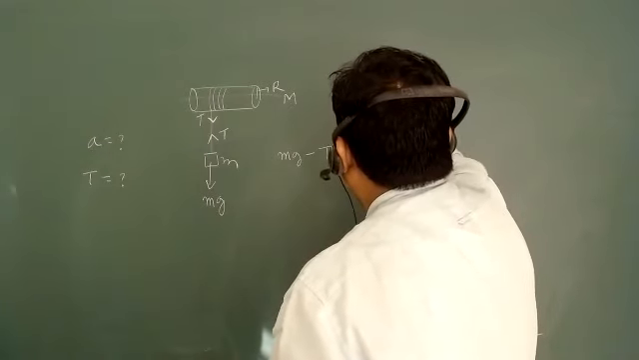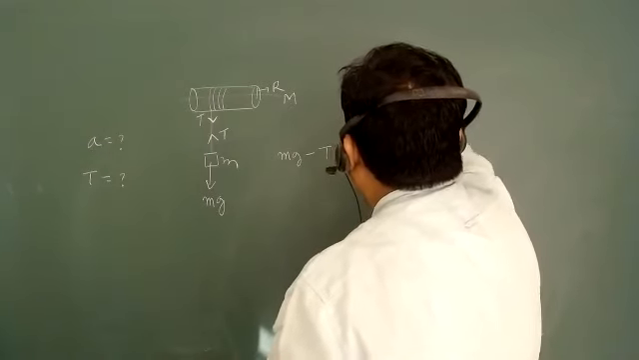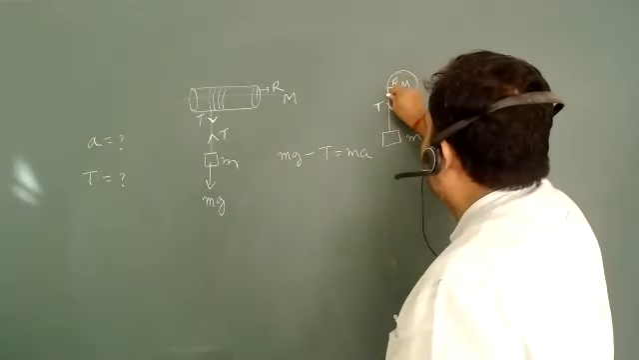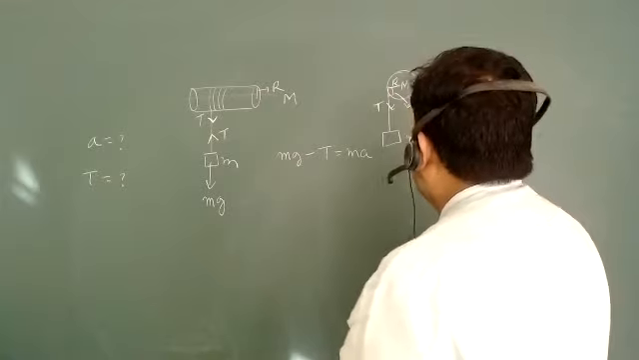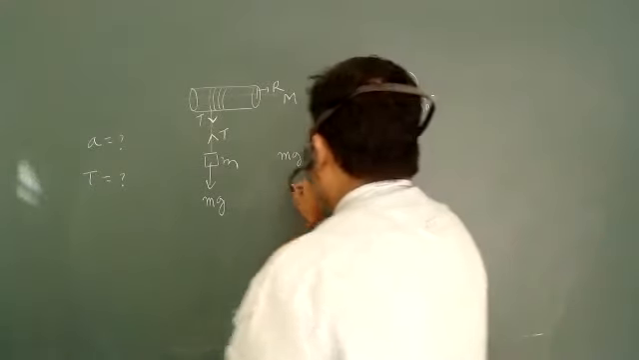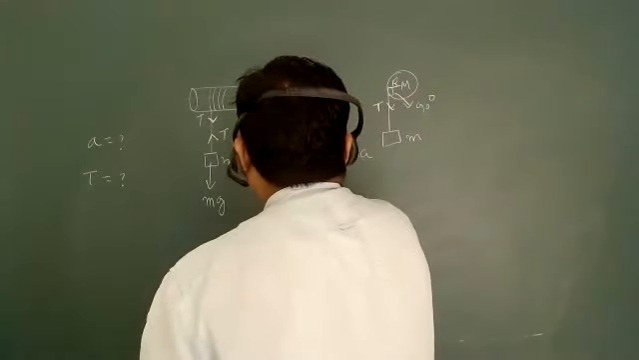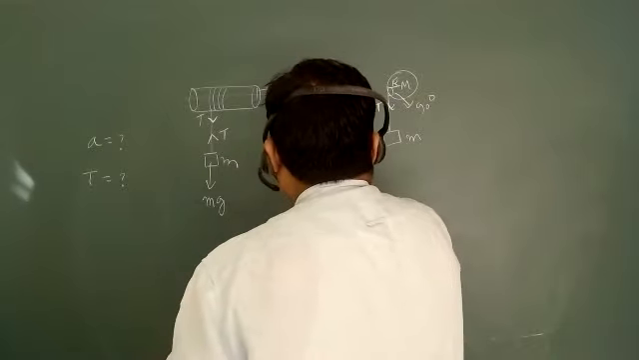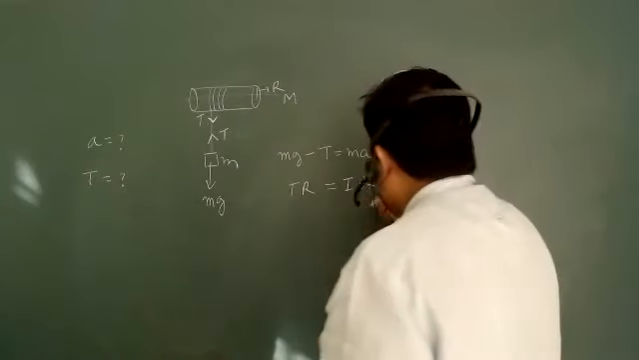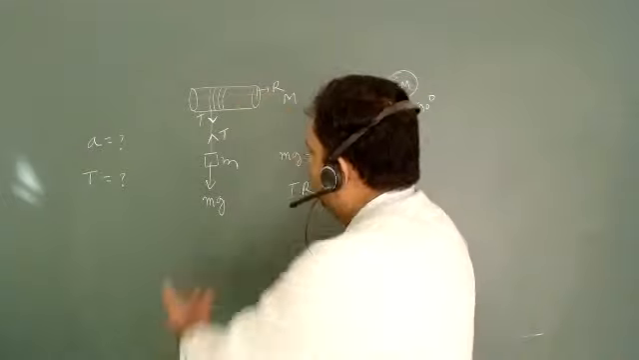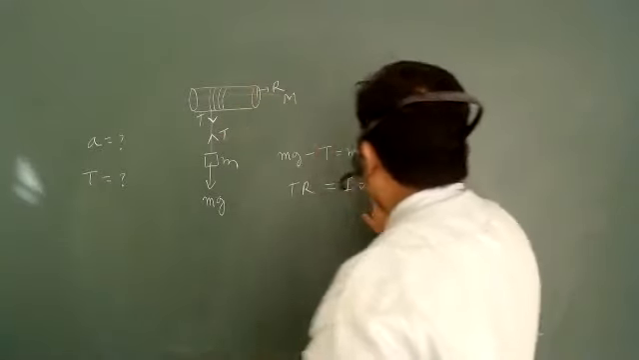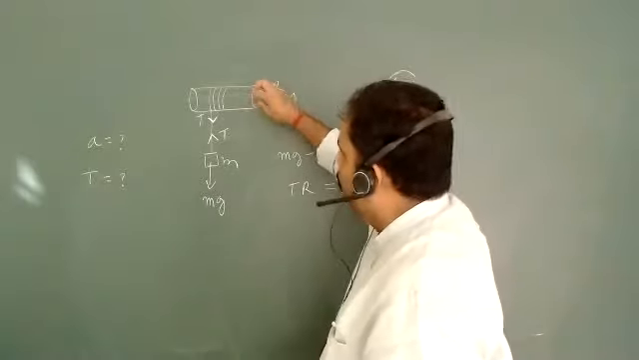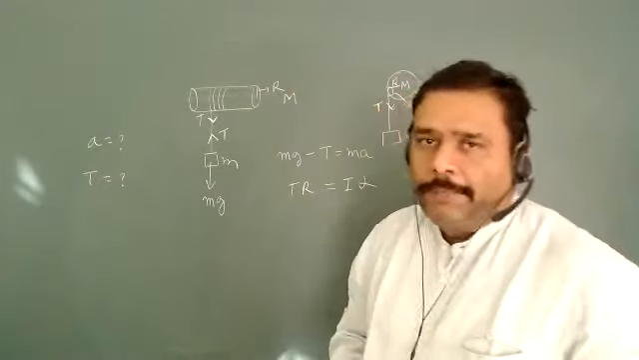Okay, this is my tension, this is your R. So what will be the angle between T and R? The angle between T and R is 90 degrees. So we can have a second equation. The second equation is TR is equal to I alpha, and alpha is the angular acceleration. Hence it will go downward and it will rotate. So we have a relationship, and hence it is doing pure rolling or rolling without slipping.